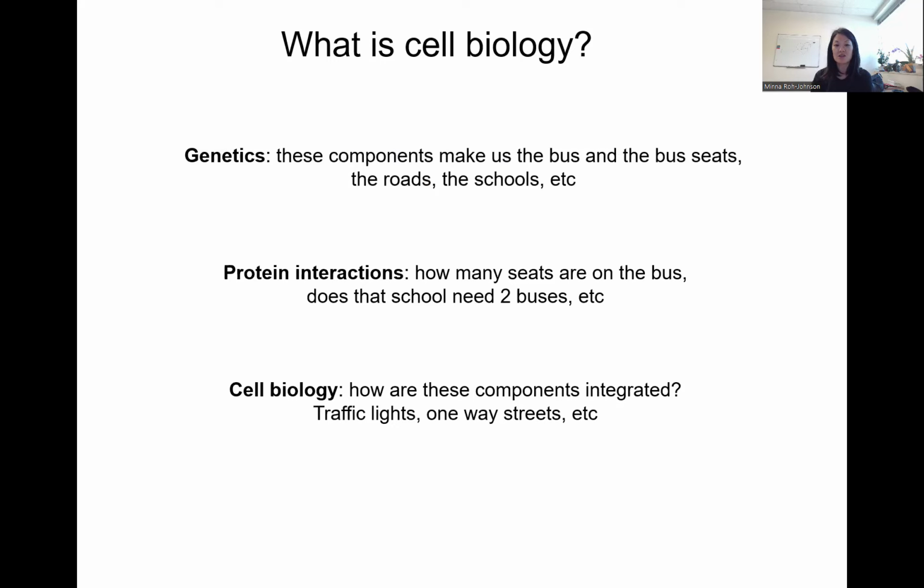And cell biology really is how these processes are then integrated. So you have buses and you have schools, but in order to link these two concepts, you need streets and traffic lights, and the buses respond to the traffic lights along these streets to get to the schools or to the locations they need to get to. And of course, all of these things don't really act in isolation, but they're integrated with one another. It's not so easy actually to draw a clear line between what specifically is protein interactions versus what is cell biology. And it's really the dynamic interplay between these concepts that allows a cell to function.